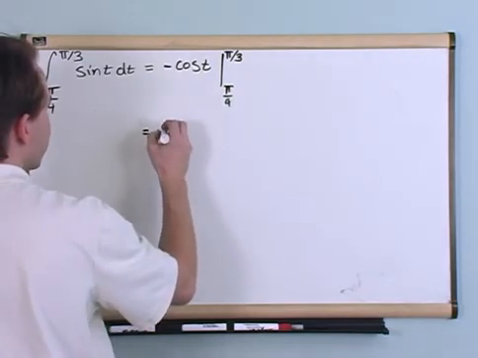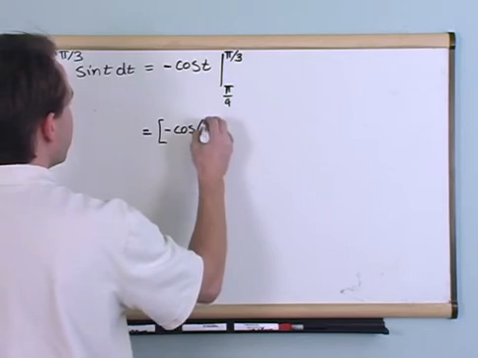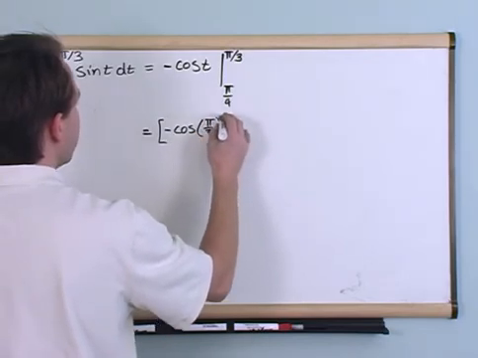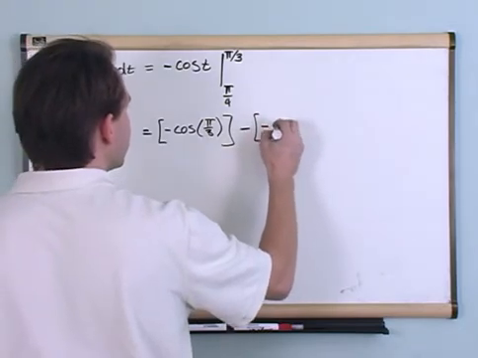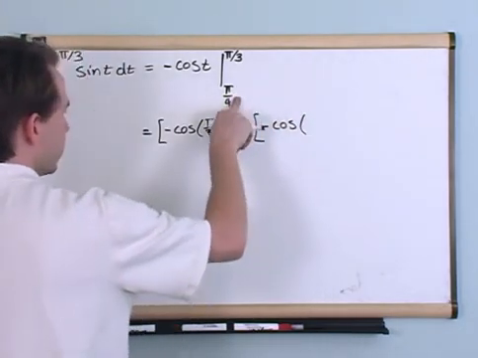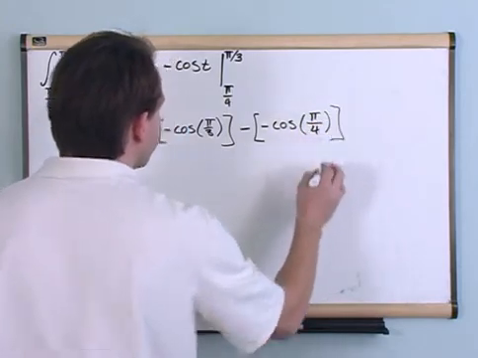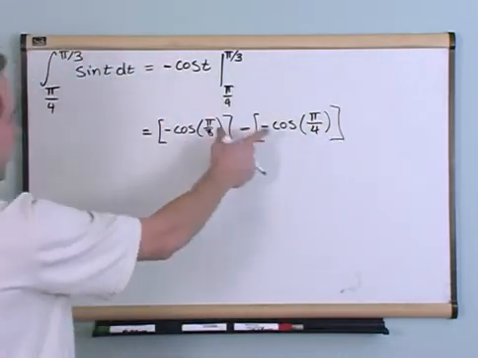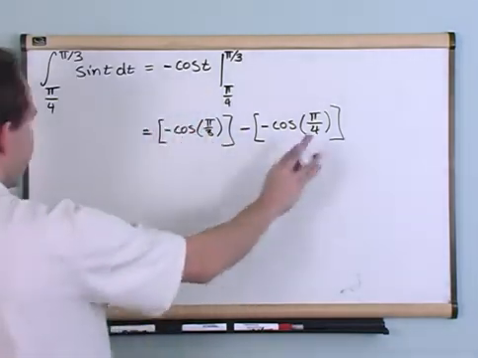So what you're going to have is negative cosine of pi over 3, that's the upper limit, minus negative cosine evaluated at the lower limit, which is pi over 4. Just like this. Now notice I was, again, very explicit. I carried my negative cosines inside. I didn't try to do anything in my head. I just wrote it down.